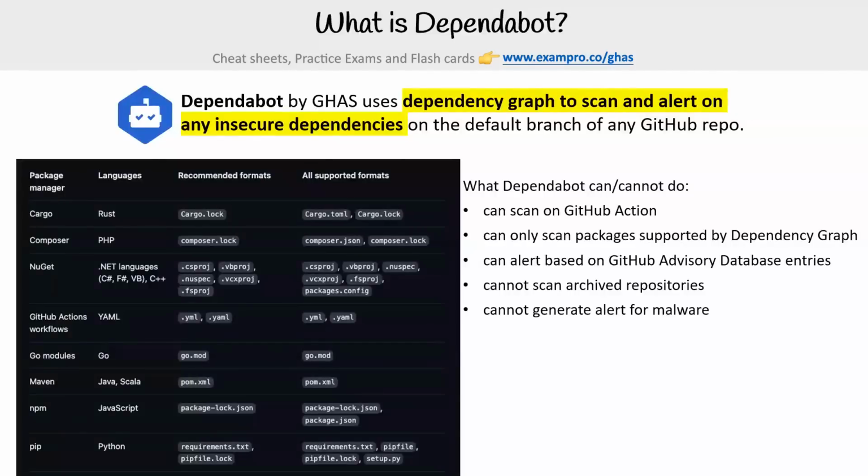The dependency graph by itself is not enough. This is when Dependabot comes in. Now, Dependabot is part of GitHub Advanced Security. It uses the dependency graph that we spoke about just before to scan and alert on any insecure dependencies.